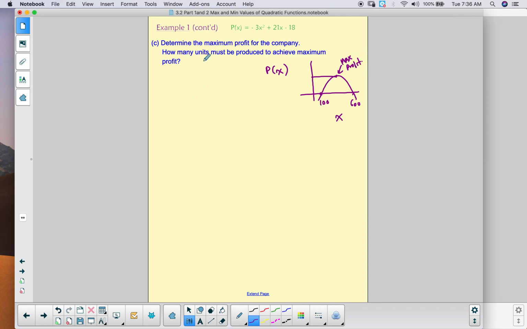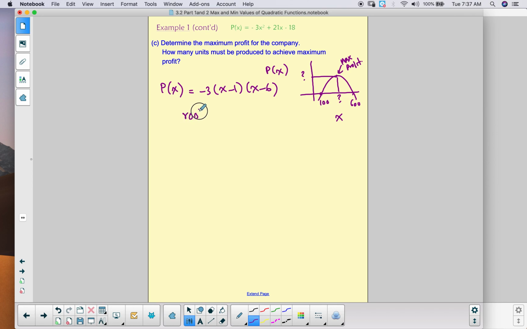Okay, and how many units must be produced? So this is asking you what is the maximum profit, and how many units must be produced to get the maximum profit. So we have the profit function in factored form. It's negative 3, x minus 1, x minus 6.